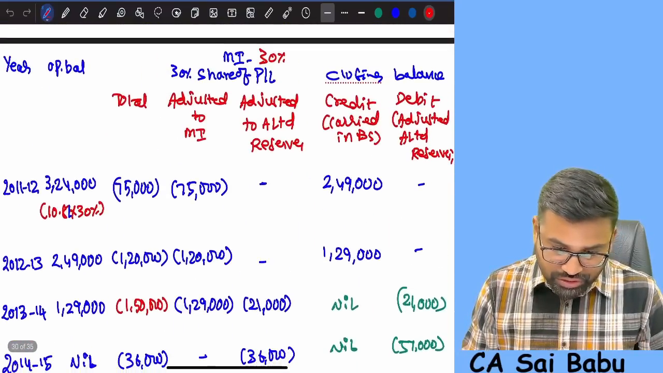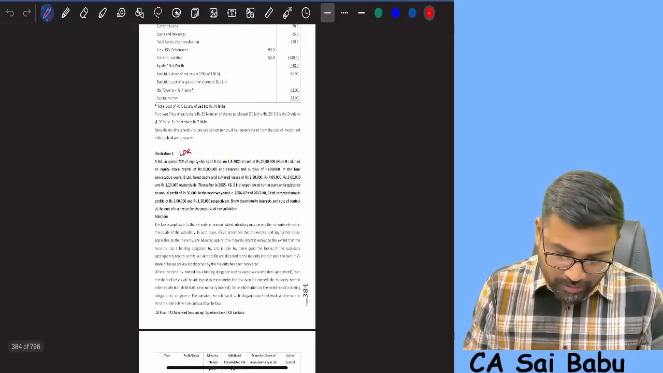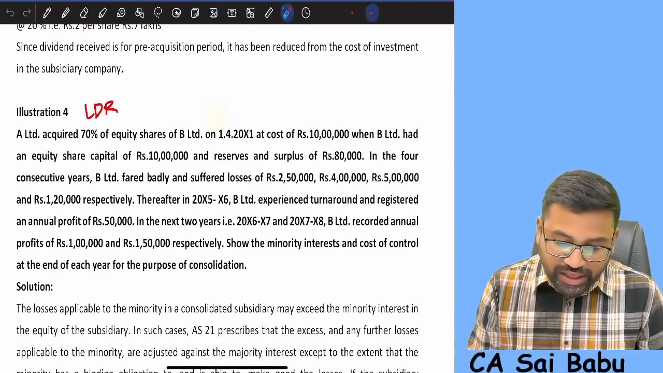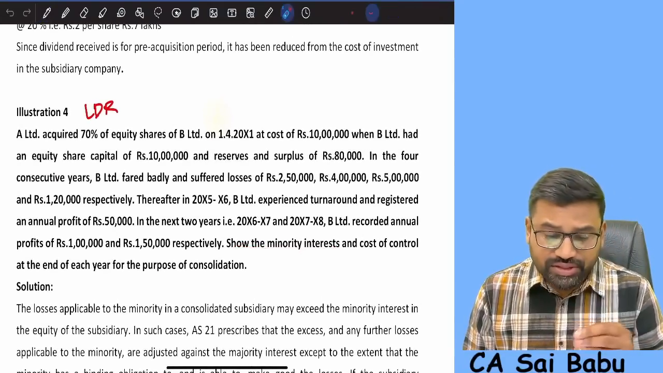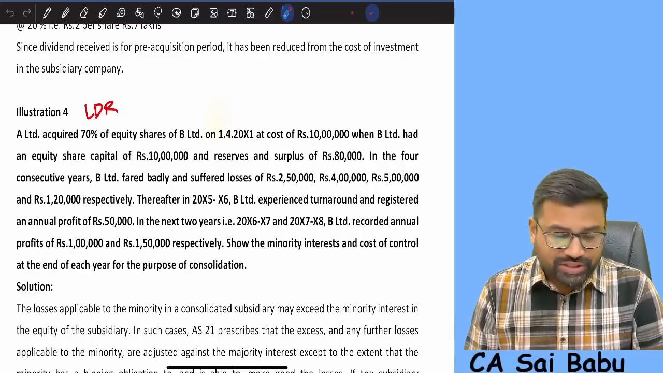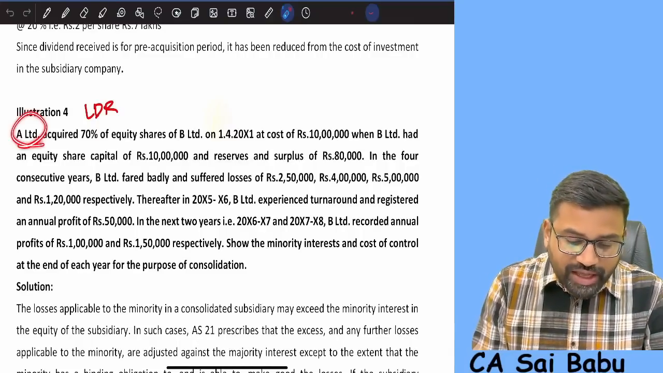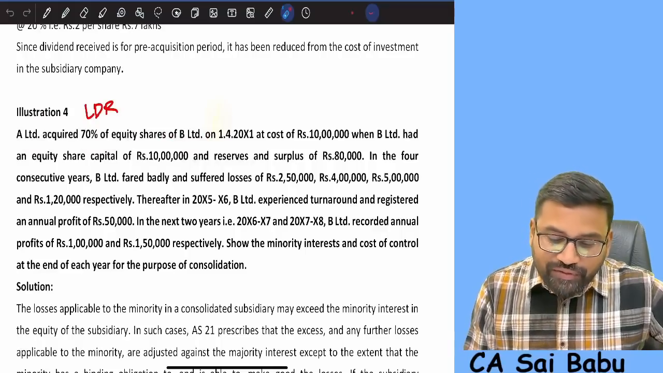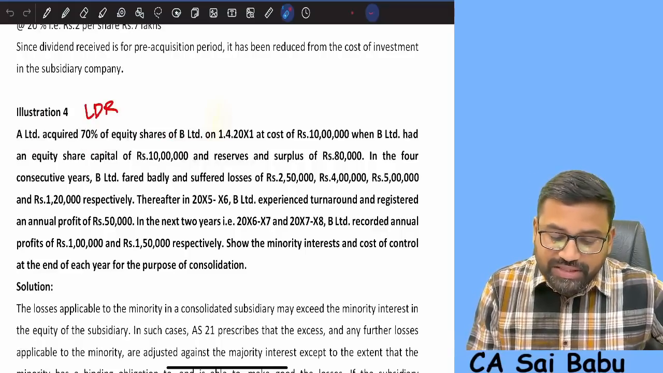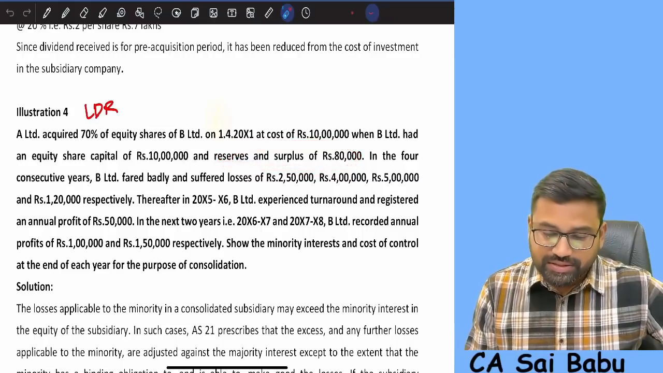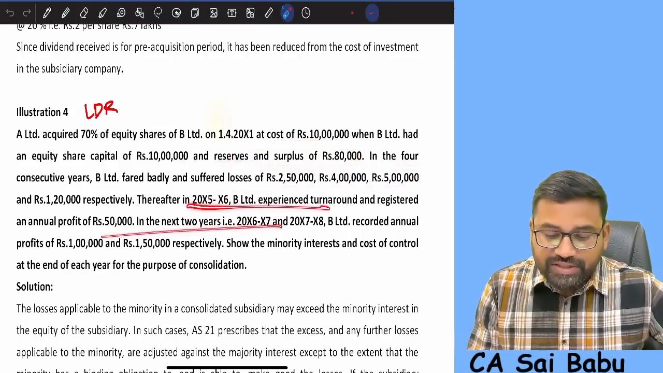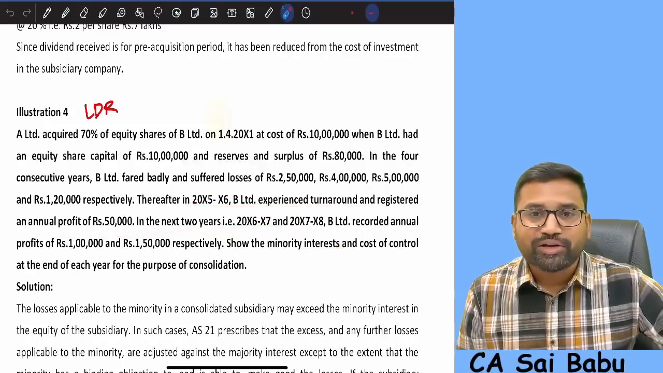Yes, illustration number 4. In this question, they are asking us to calculate minority interest. This is an examiner's favorite question, sir. A Limited acquires 70% shares of B Limited, sir. That 30% is the minority interest. At the time of acquisition, the subsidiary company has reserves and surplus. But in the next 4 years they suffered losses, sir. In the next 3 years they earned profits, sir. Now in this case, how to calculate the minority interest?